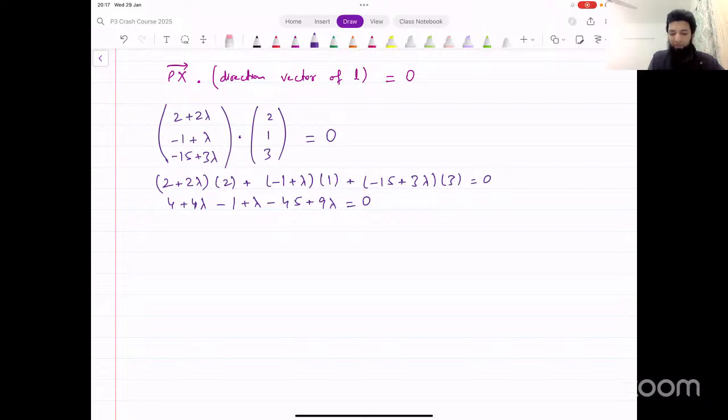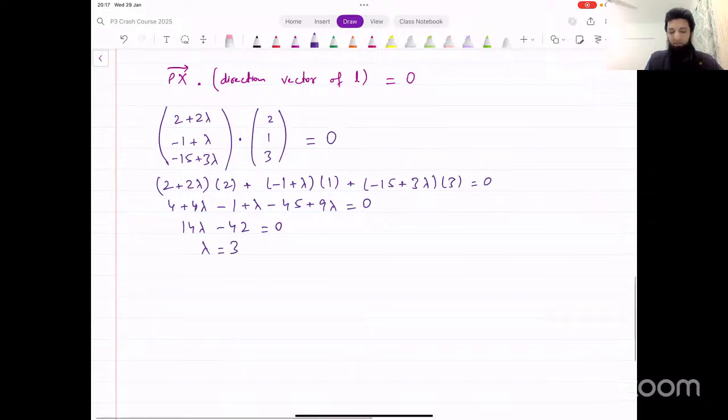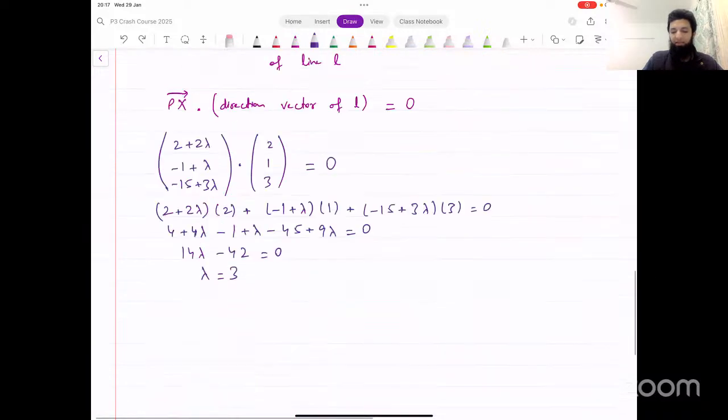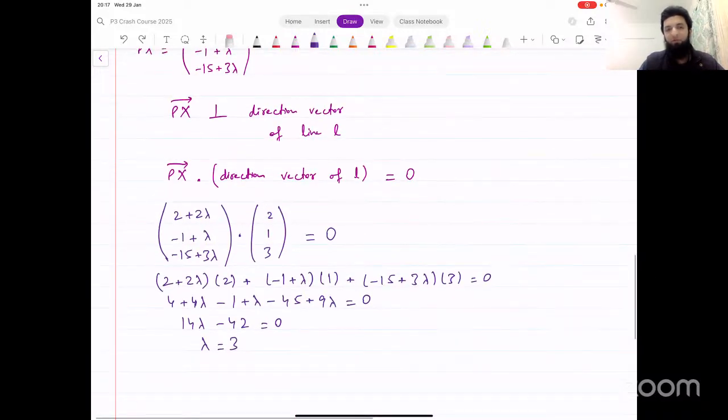4 plus 1 plus 9, that gives us 14 lambda. And then 4 minus 1 is 3. 3 minus 45 is minus 42. That equals 0. And we get lambda equals 3. When the value of lambda is 3, we would get this point X. And that is what we were looking for. We have found the value of lambda.